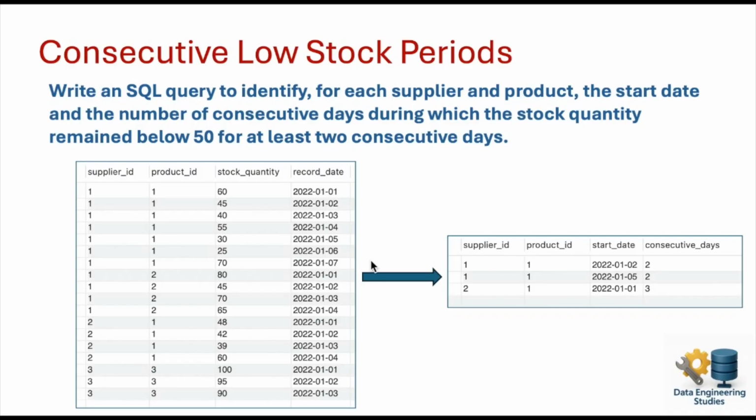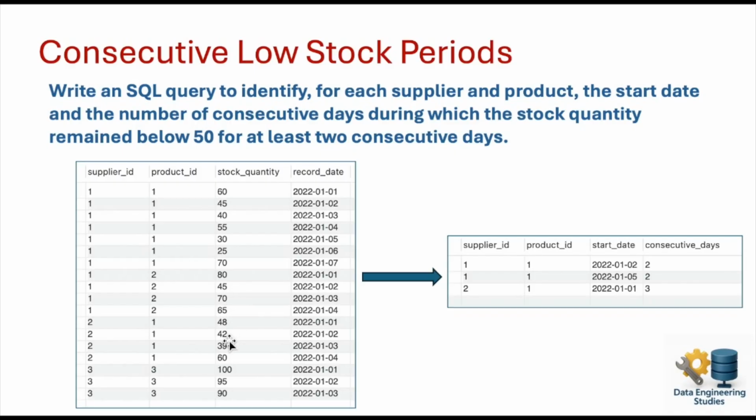If you see the next few records, it is more than 50, so we don't consider this. We have one record with 45. But on the next day, which is 1/3, the quantity is more than 50. So we don't consider this in our output. The next few records have quantity greater than 50.